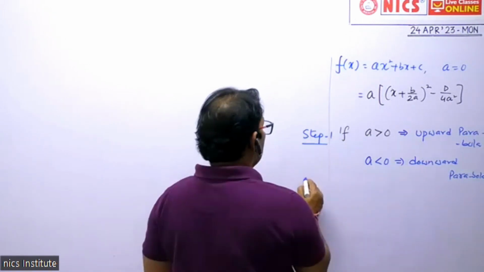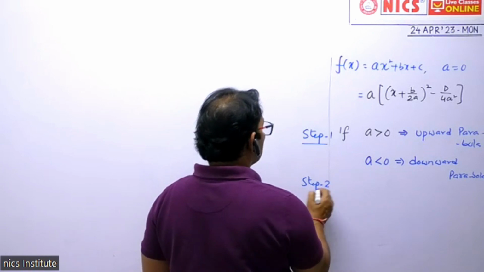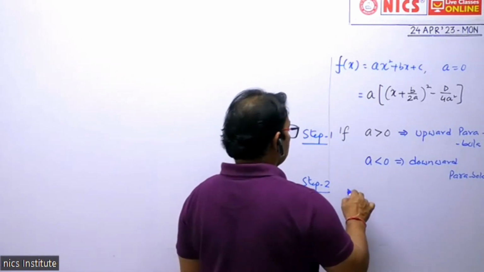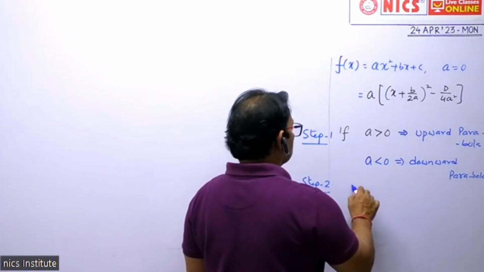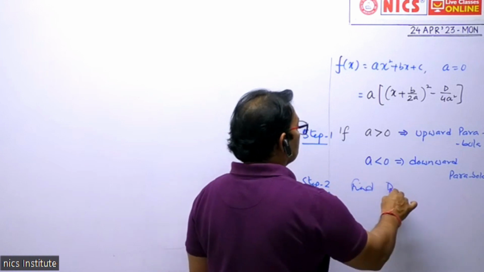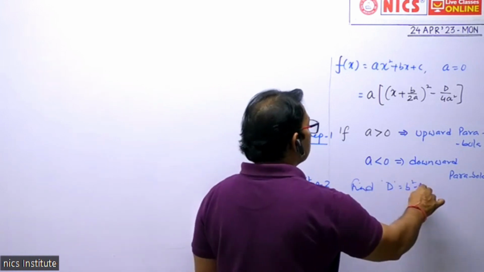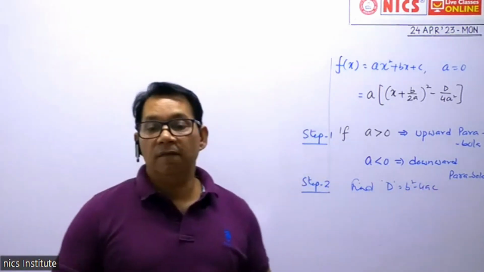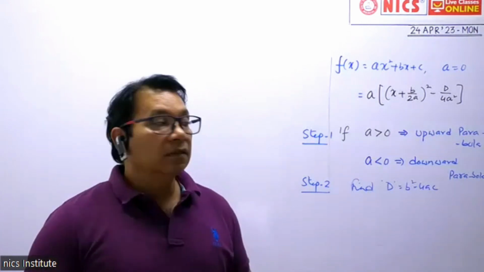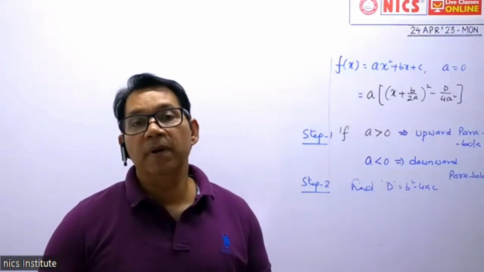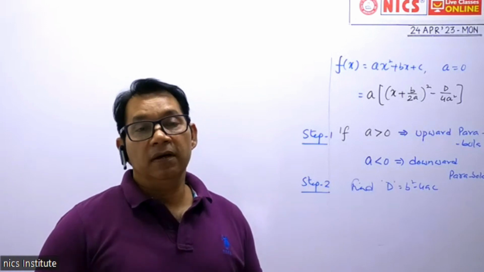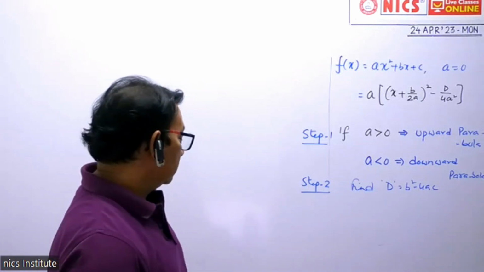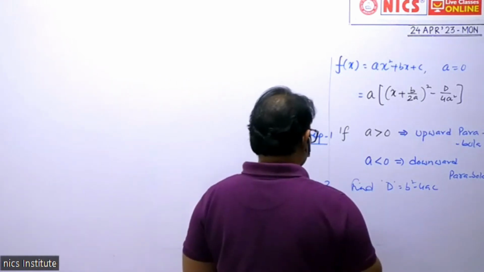Step number one. Then step number two, we find D. Find the discriminant, which is basically b square minus 4ac. So the sign of D or the value of D basically decides whether the parabola will be intersecting the x-axis, whether it will not be intersecting the x-axis, or whether it will be touching the x-axis. That will be decided by D.